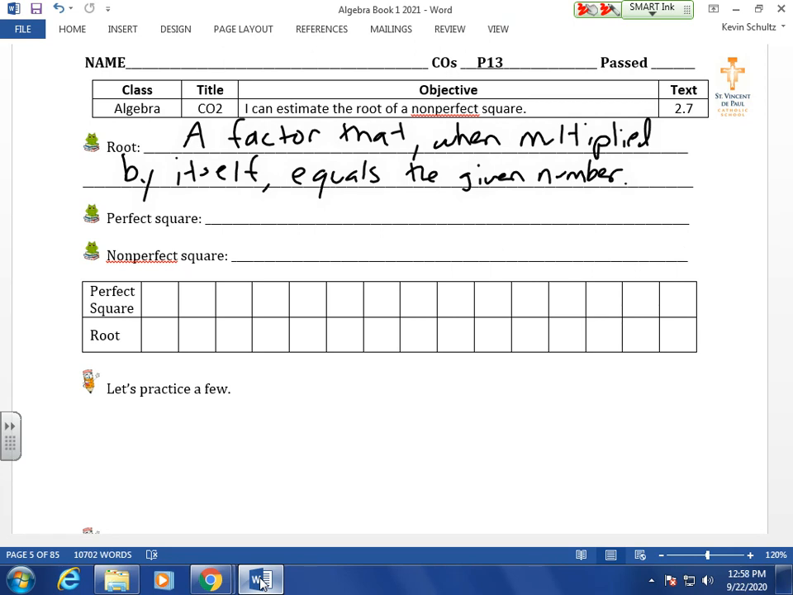So, if I ask you for the root of 36, 36 has several factor pairs, right? It's got 3 and 12, it's got 4 and 9, 6 and 6 though, right? That factor that when multiplied by itself equals 36. So the root of 36 would be 6. Okay? The root of 100 would be 10. The factor that when multiplied by itself equals the given number.